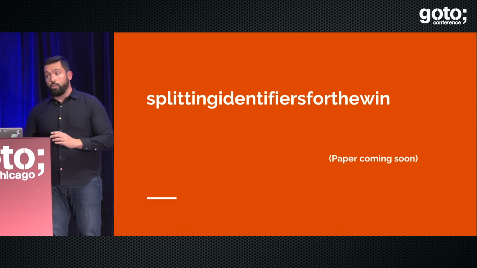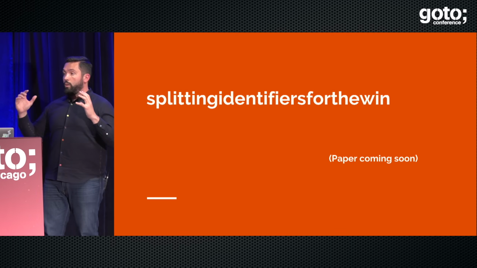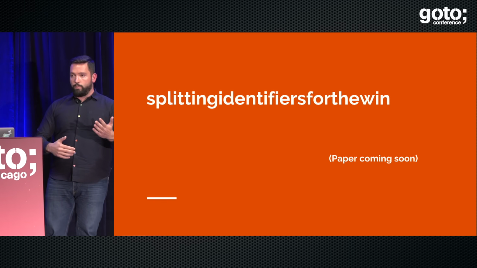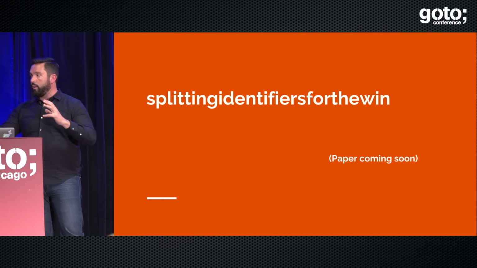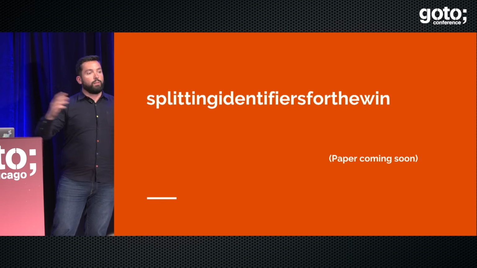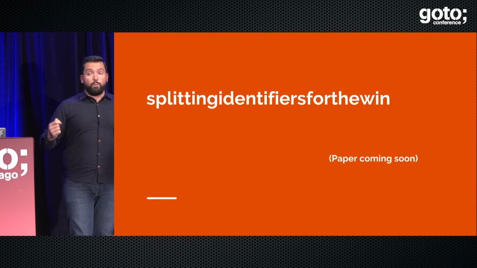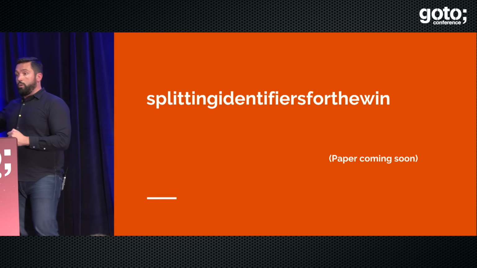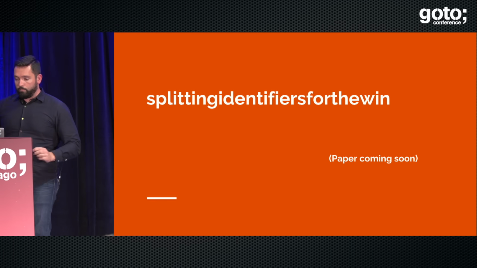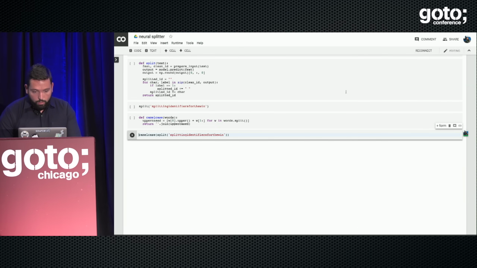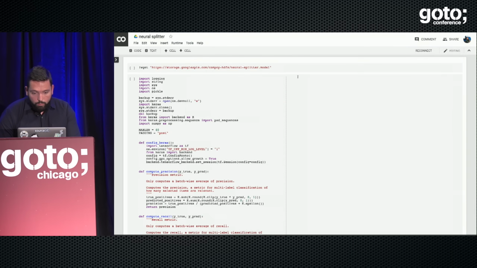So what we did was we got all of the identifiers that we could find on public Git archive, which is lots of them. We used the idea that if it's Go, it's going to be camel case, and if it's Python, it's going to be snake case, and we used that to split all of the identifiers that were obviously splittable. Then we trained a recurrent neural network on the bytes of all of those.